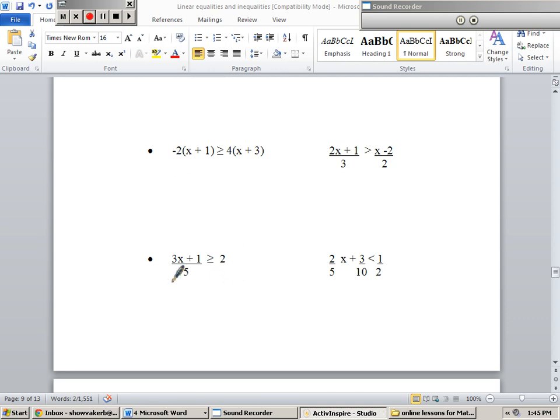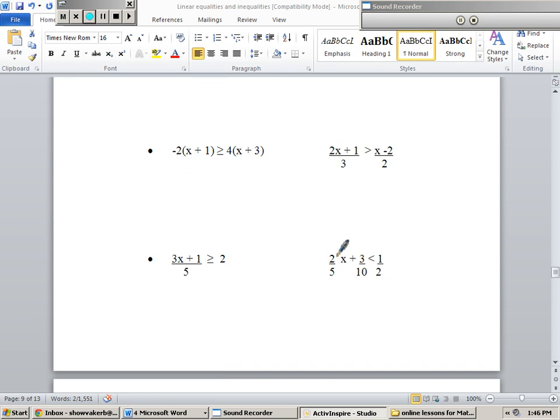Put a 1 under it. Common denominator is 5. Multiplies by 1, multiplies by 5. 3x plus 1 is greater than or equal to 10. Subtract your 1. 3x is greater than or equal to 9. Divide by 3. X is greater than or equal to 3. See, we're not flipping all the time, so don't get flip happy.